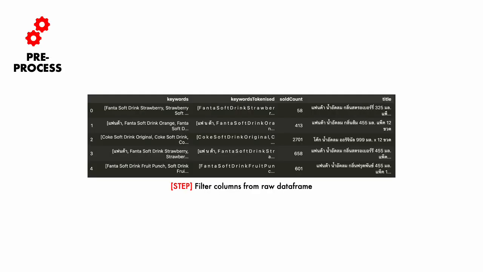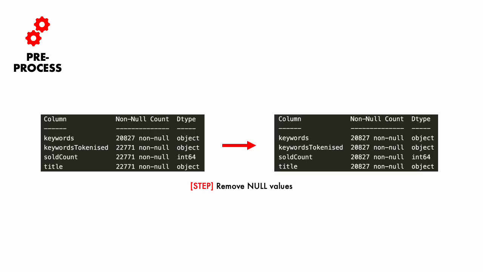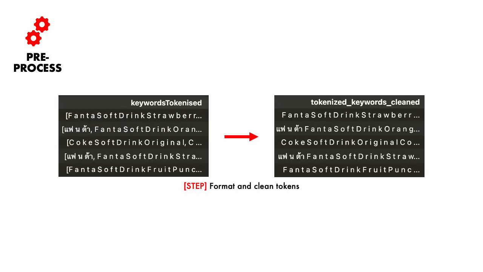I then filtered out the necessary columns for analysis. Aside from eliminating the unused columns, this would help speed up the processes after, since only necessary data is retained and stored in memory. These fields include keywords, keywords tokenized, sold count for analyzing sales later, and title for labeling the points later. Next, I removed the null values from the data. I decided to go with removing the values directly since they were relatively few compared to the amount of data that was present. Any kind of imputation would be unnecessary in this case.